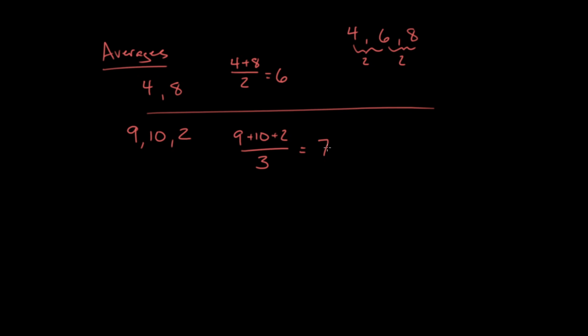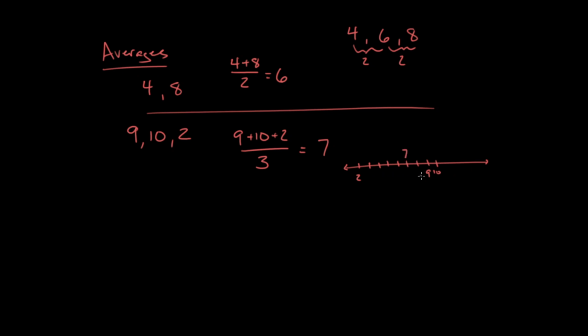So maybe we should take a look at this. Let's look at a number line real quick. I have 2 down here, then 3, 4, 5, 6, 7, 8, 9, 10. I guess I had a little extra. 9 and 10 are all the way down here at this end, and 7 is right here. So 7 is the average of 2, 9, and 10.